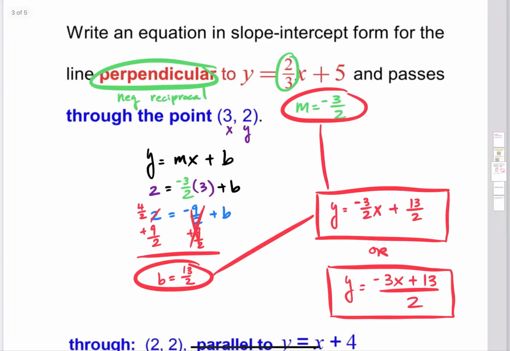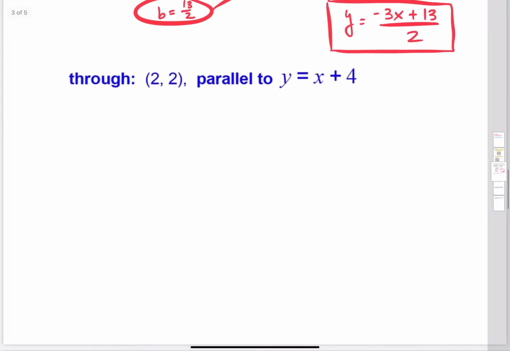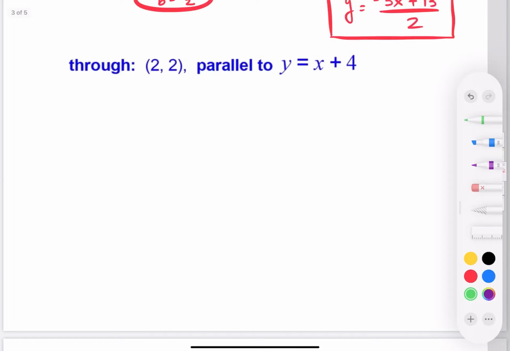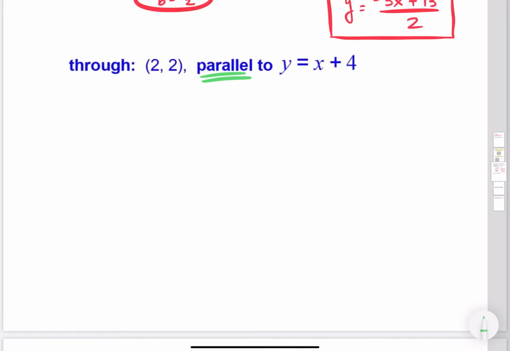So let's go ahead and try another one, except this time we have a line that is parallel to y equals x plus 4, and it also has to go through the point (2, 2). If that's the case here, we're going to look for that slope again, and because it's parallel, that means that the slope must be the same, so the same slope.